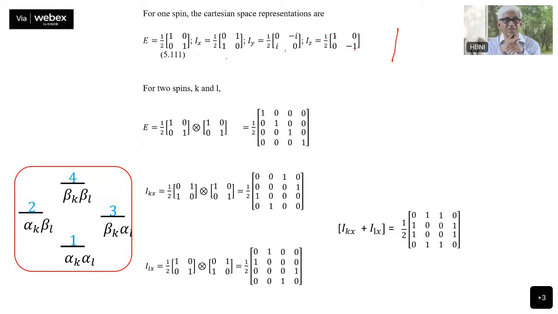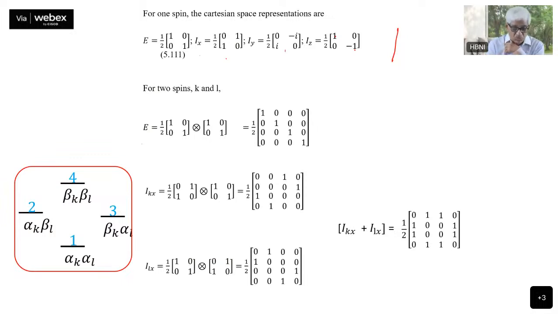Now, for the two-spin system, there are 16 operators like IkX, IlX. Okay, what are those? How do we calculate the 4x4 matrices for these? For the unity operator, there is no difficulty. We use the trick of what is called the direct product. So, for example, for the E, the direct product of 1 into 1 gives you a diagonal of 1, 1, 1, 1. All others are 0. This is the unit matrix for the two-spin system.